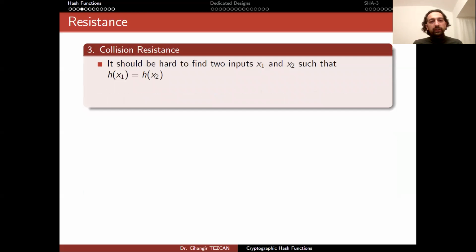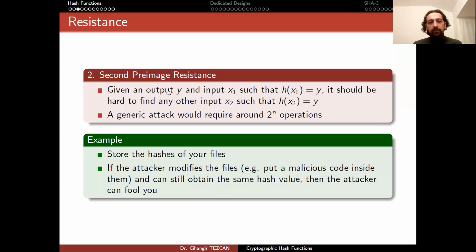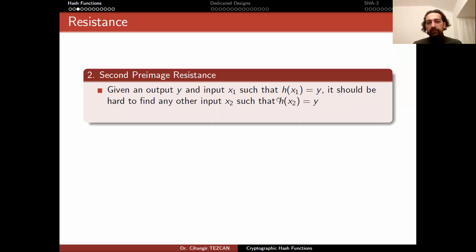So let's move on to the last property that we call collision resistance. It should be hard to find two inputs, x1 and x2, such that h(x1) equals h(x2), which equals some value y. So it might look like the previous property. It is almost the same, but there is one difference. If you go back to the previous picture, you were given x1. So x1 was fixed. You don't have any control over x1.